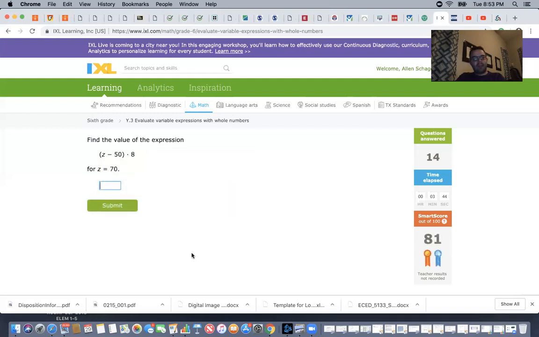Okay, 70 minus 50 is 20. 2 times 8 is 16, add a 0. 160. 162 divided by 81. If I double 81, that gives me 162, so I'm assuming that's 2. Double 401, that's going to be 802.